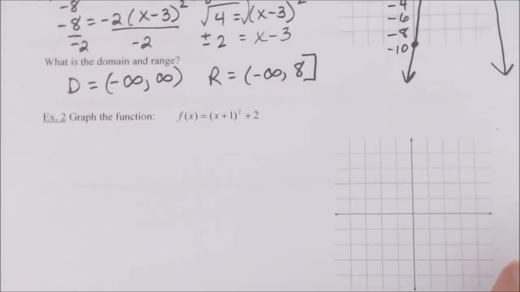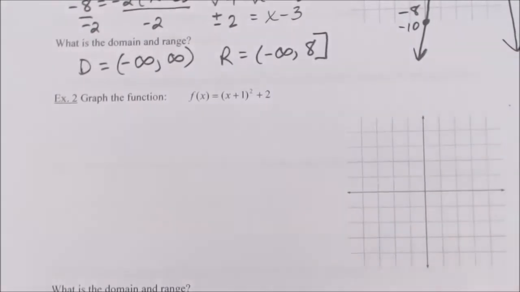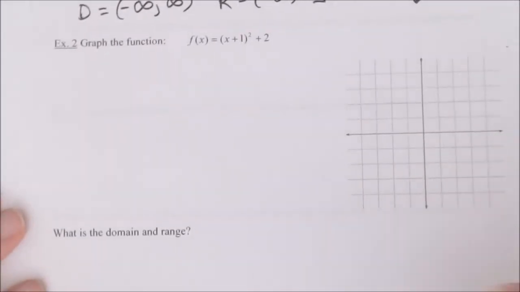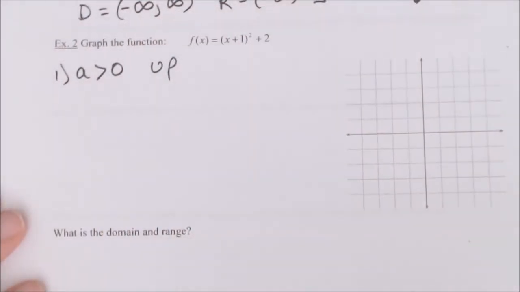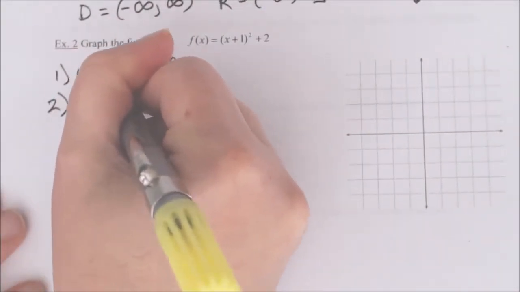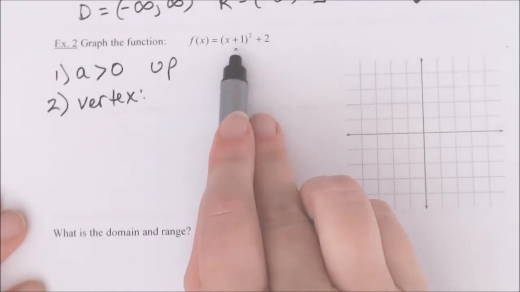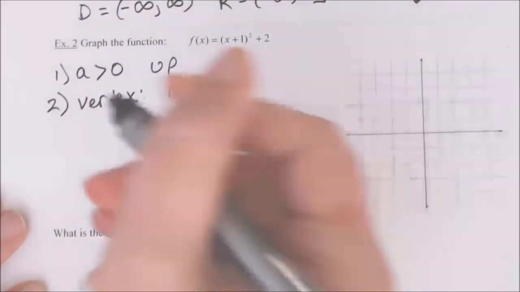Same thing, they want us to go through the steps to graph it. So let's go ahead and start with determining which way this opens. So the leading coefficient is 1. And so that means it's positive, so that means it's going to open up. Okay, step 2 was to find the vertex. So the vertex is going to be at h comma k. H, remember, is always opposite, so that's going to be at -1 comma 2.